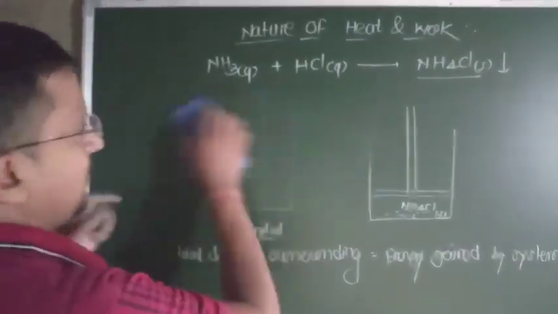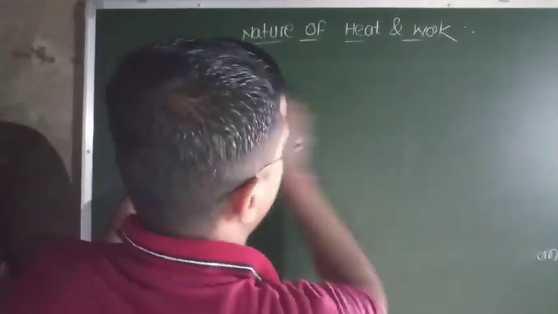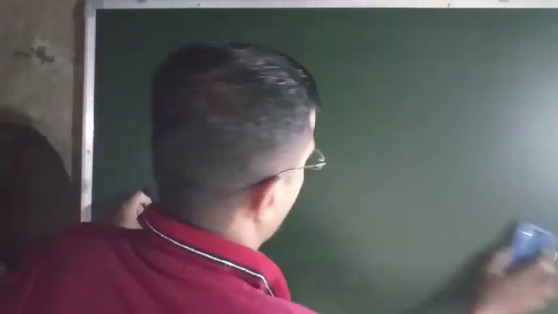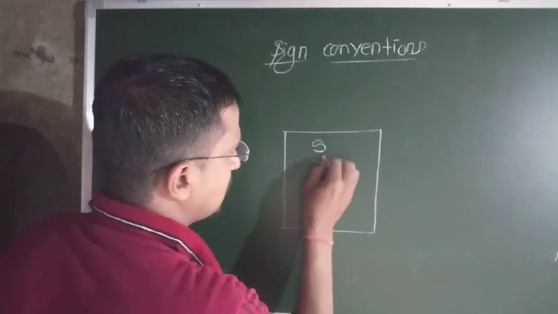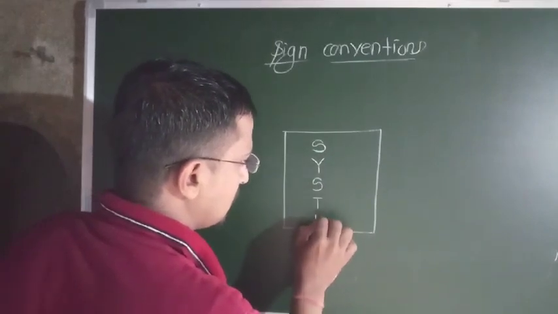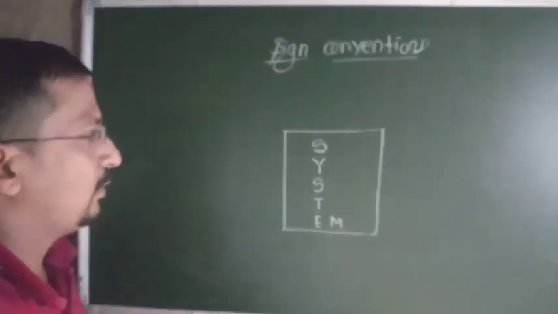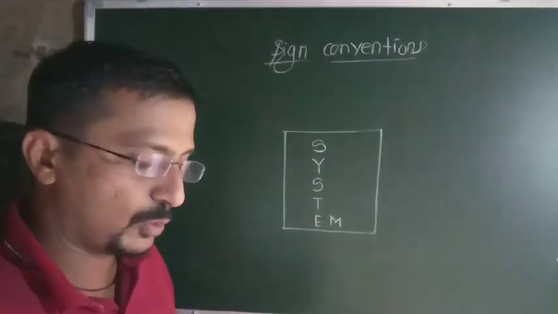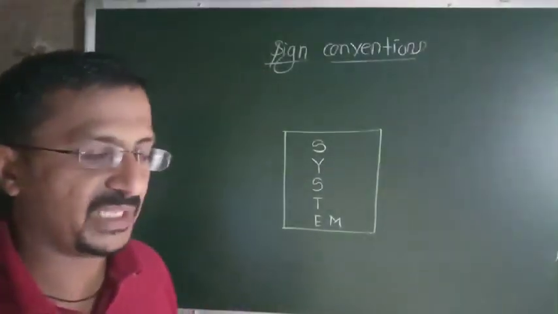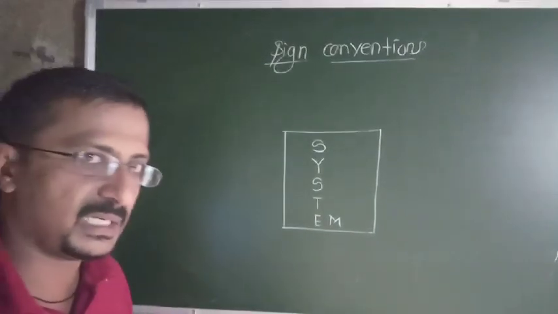Now the most important point is the sign conventions. Sign conventions are very important. If you consider a system, remember well, I told already that the energy of the system is exchanged with the surroundings in two ways: one is heat and one is work.